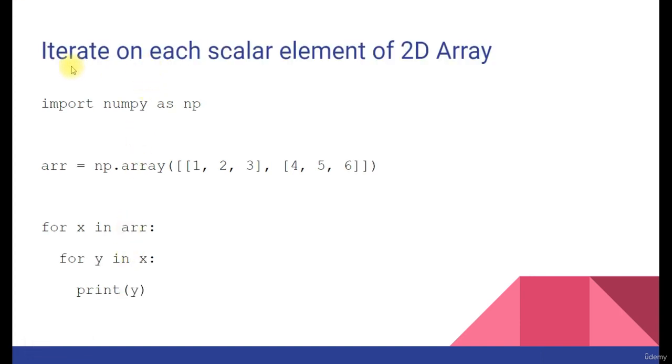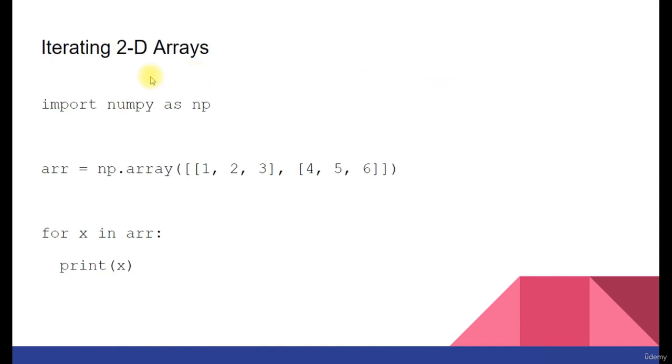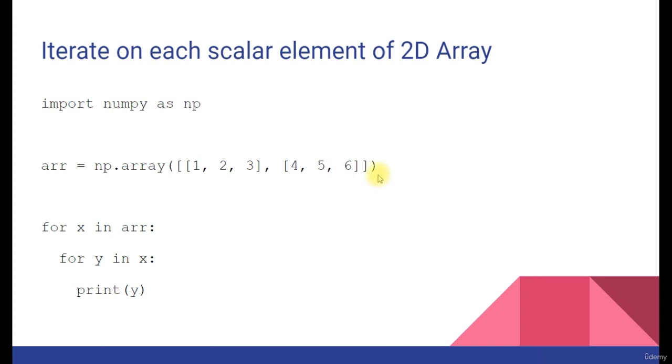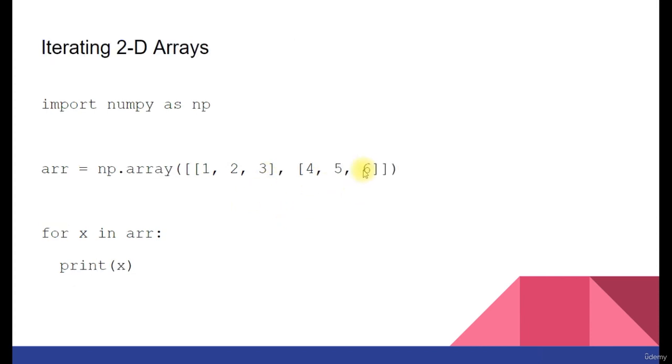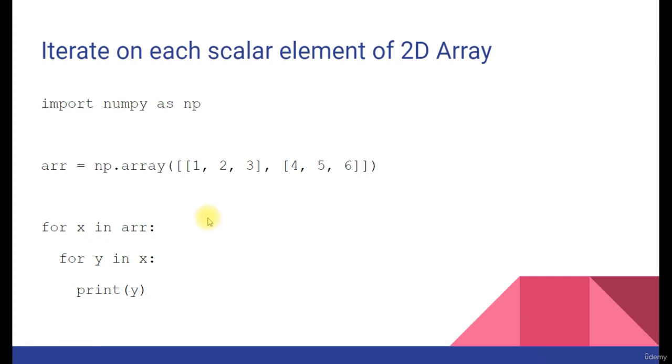Now the difference between iterating on each scalar element of a 2D array and iterating 2D arrays. So let's move to the next slide and I'll explain. So here if you look very carefully, I have again a 2D array. Now this time my goal is to iterate over each individual scalar element that is present inside this array, not every dimension of a 2D array. So this is a different thing and this is a different iteration. So let's understand this. Iterate on each scalar element of a 2D array.